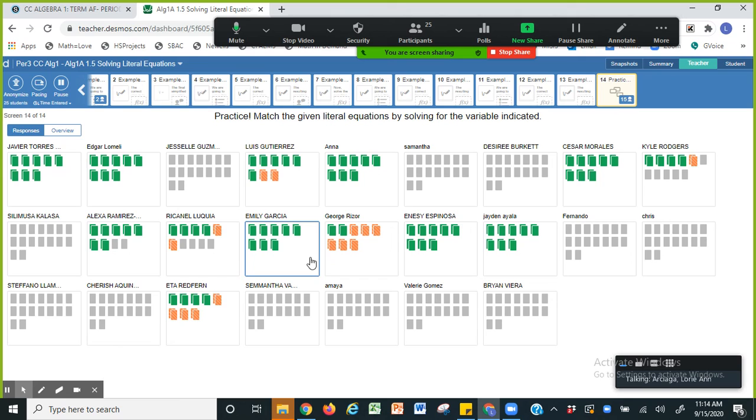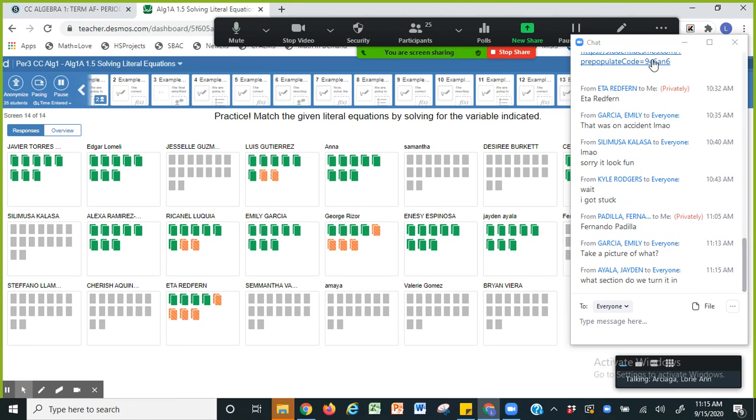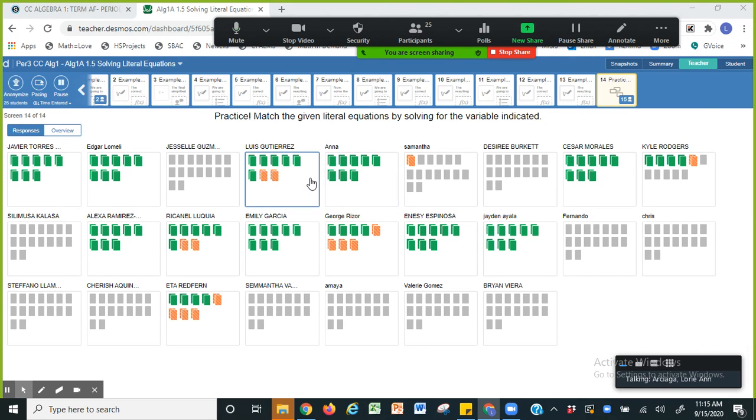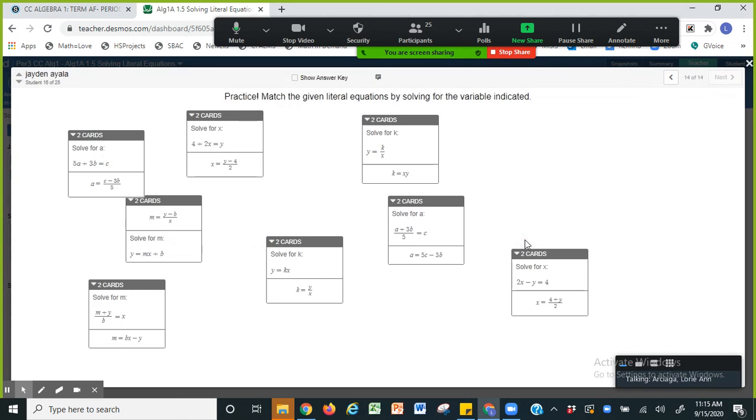All right, Emily, Alexa, Jaden, Cesar, Kyle, 4 in a row. Ita, 4 right. Think about the last 4. What section do we turn in? Jaden, you have to take a picture of your last slide. So see how I'm showing your slide on the screen right now? You take a picture of this and you upload it to your Schoology.